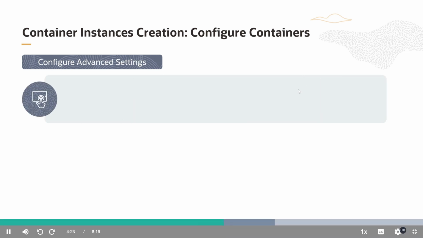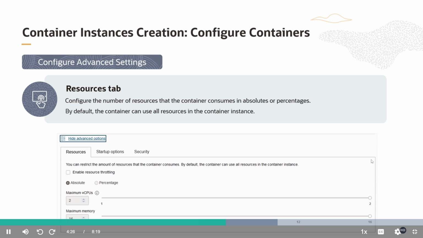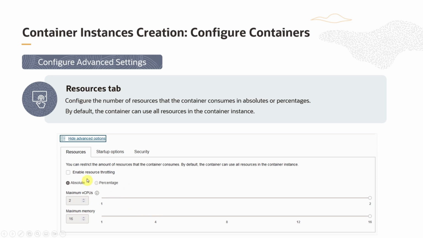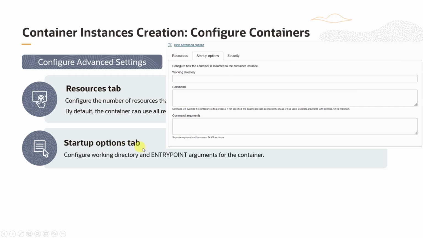On the Resource tab, you have the option to fine-tune the amount of resources allocated to the containers. You can specify resource limits in absolute or percentages, providing flexibility in resource management. Remember, by default, the container can utilize all available resources in the container instance. If you want to restrict the amount of resources that the containers consume, be it your vCPUs or memory, you must choose the Enable Resource Throttling option and then provide an absolute or percentage value to split resources amongst the containers. Moving on to the Startup Options tab.